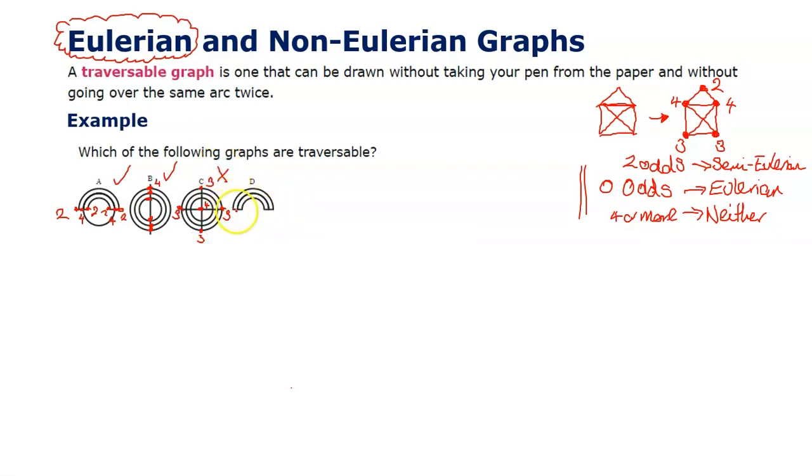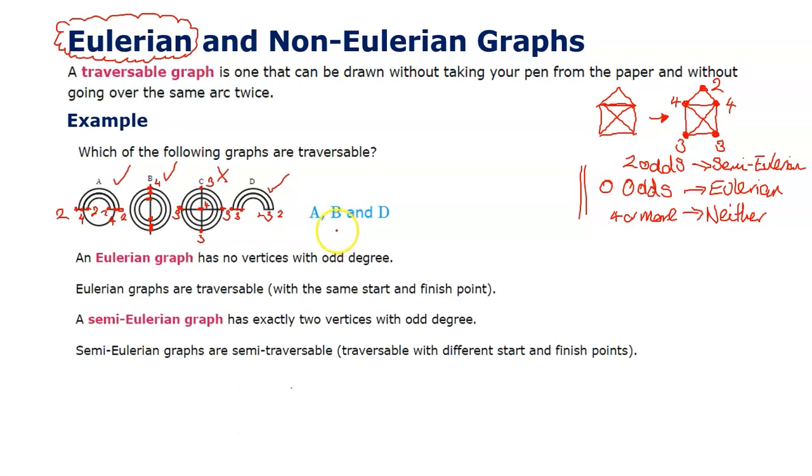What about this last one? So that's a 2, a 3, and a 2. I think that's got a 3 there and a 3 there, but the others are 2s. So I think this is semi-Eulerian, but it is traversable. So the number of odds is what I want you to consider: A, B, and D. Yes, I agree with that.